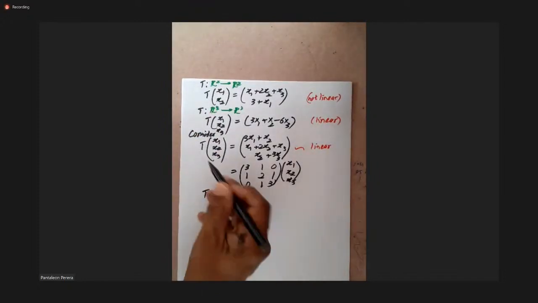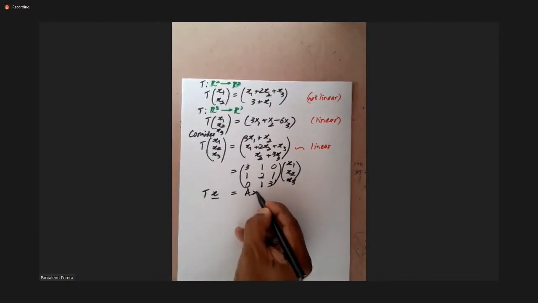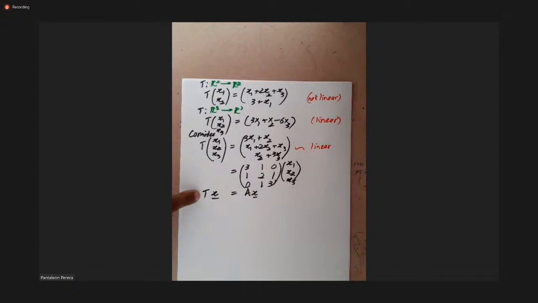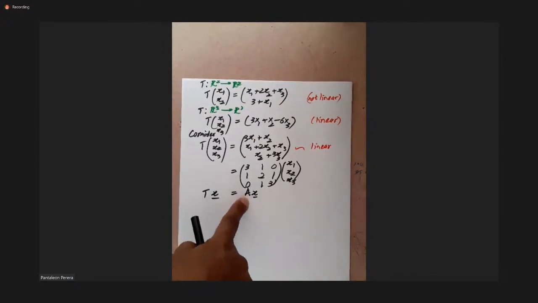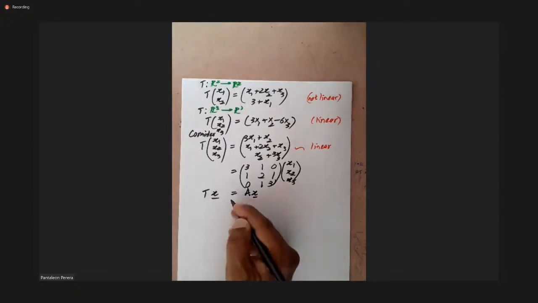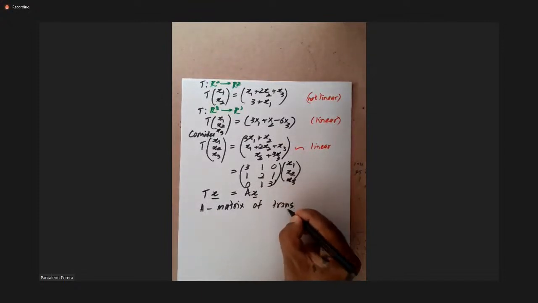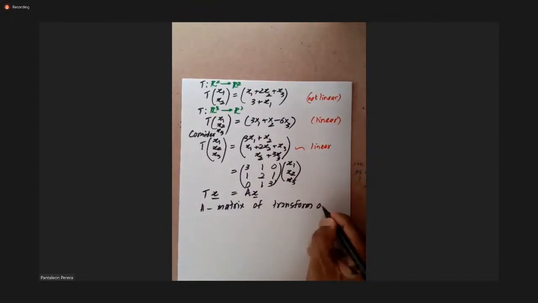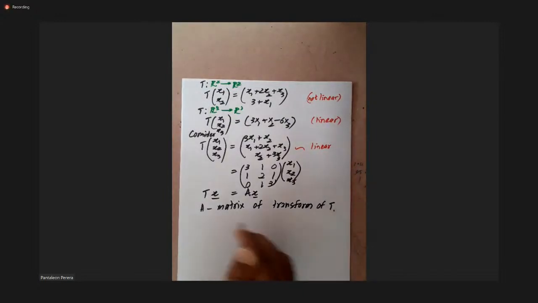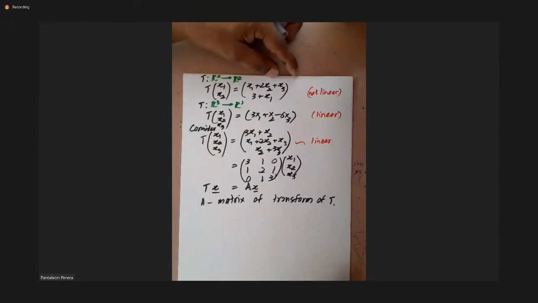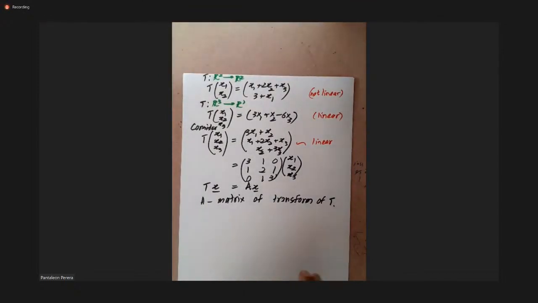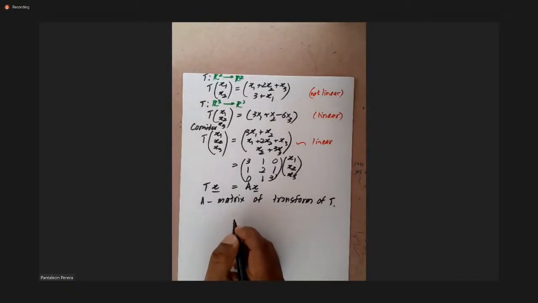So Tx, I write this vector as x, can be written as Ax. That means application of the transform is the same as multiplication by a matrix. That means A represents T. So A is the matrix of transform of T. Right?